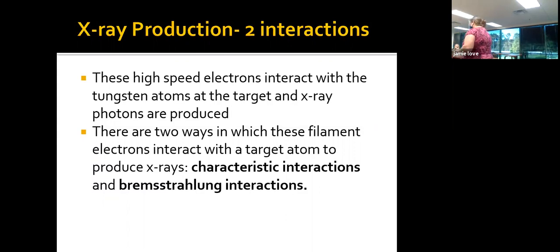So the first interaction I'm going to talk about is characteristic. Characteristic interactions hit and interact with one specific area. When we're looking at the atom, look at the red ring around the center of it. There are only 2 negative electrons in that center one. That's called the K-shell. And we looked into why it's called the K-shell.